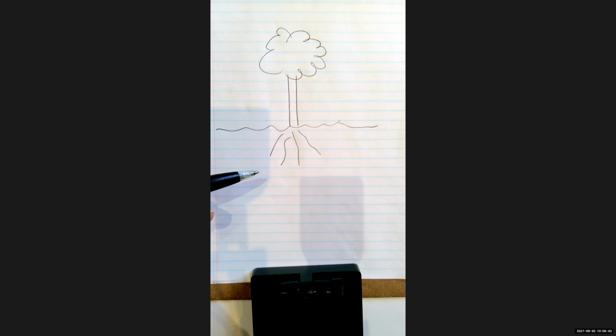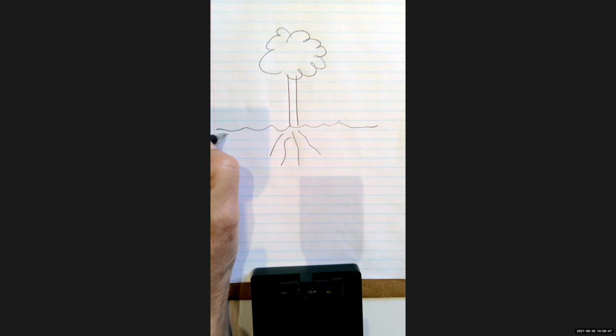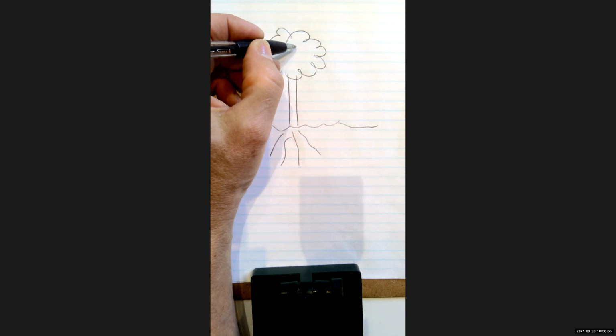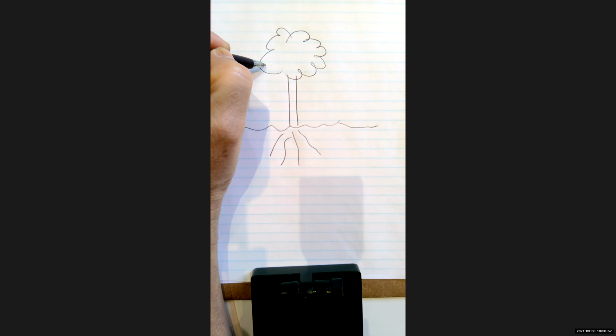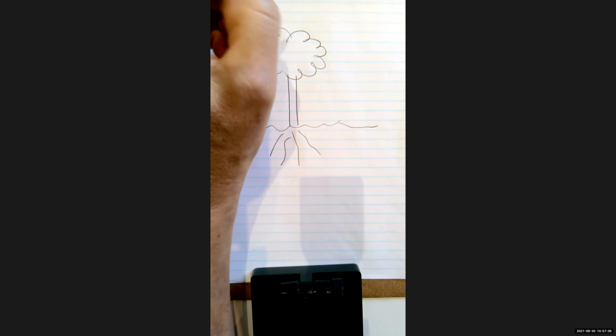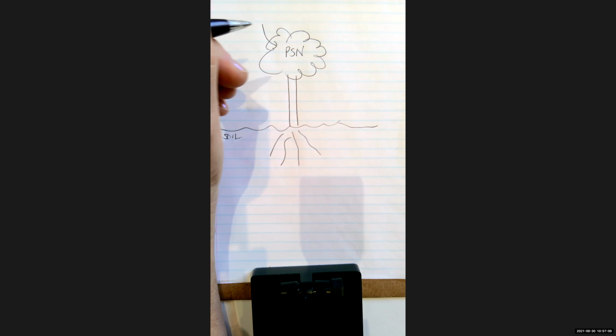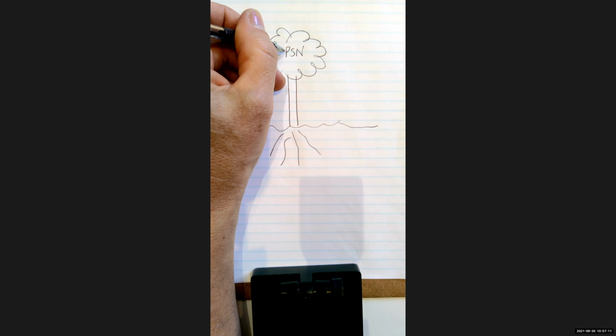So here we have a tree, basic plant. It has roots that are underground. This is soil. This is the lower atmosphere or air. And the plant is going to have its leaves, major body organ, that is going to be up here in the air. And the major function of the leaves is going to be to do photosynthesis. Right? I'm going to abbreviate photosynthesis PSN. Right? That's the job of the leaves.